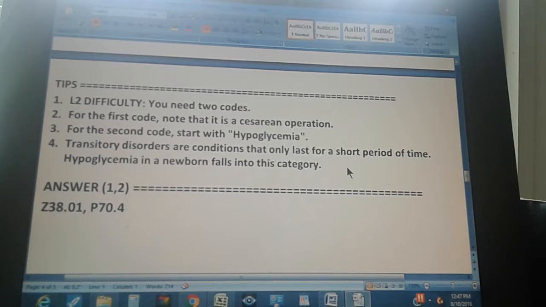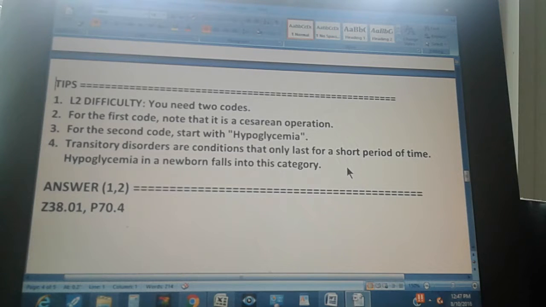Because when you go to the tabular, you're going to find this word, transitory diseases, and you're going to wonder what this is. And that's what it means. It means that the disease that the baby has is going to be in the baby just for a short period of time. Once it's treated, it just goes away. That's what hypoglycemia in a newborn is, okay?